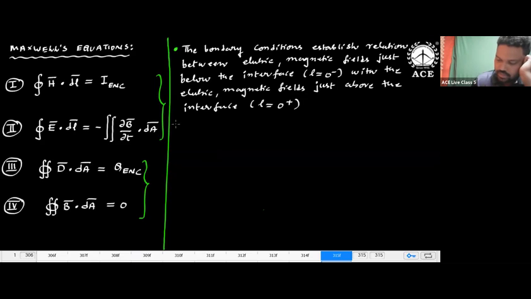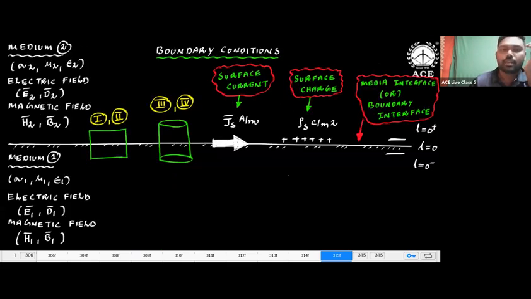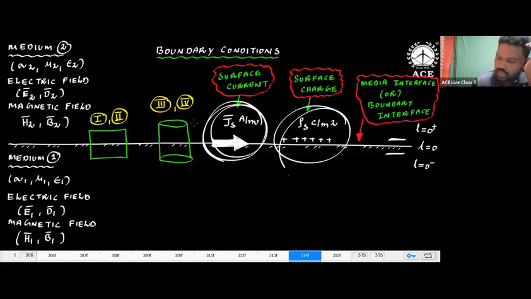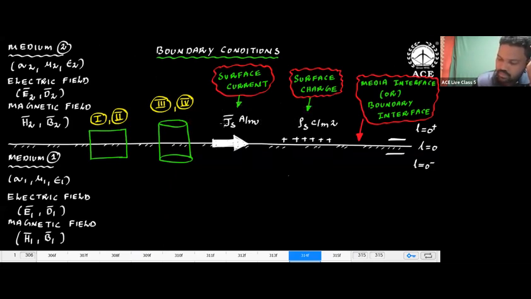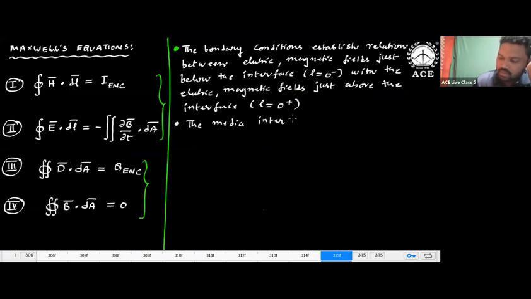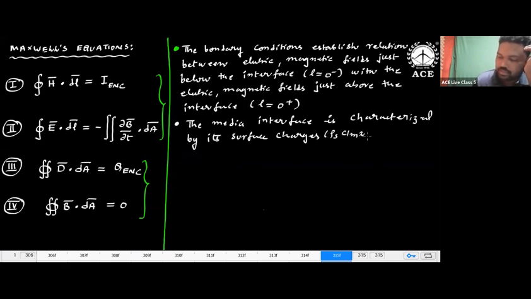What is the next point? How is this media interface characterized? The media interface is characterized by its surface charges and surface currents. That may exist or may not exist. So the media interface is characterized by its surface charges, in brackets rho s, coulomb per meter square, and surface currents. What are they? Js, ampere per meter.